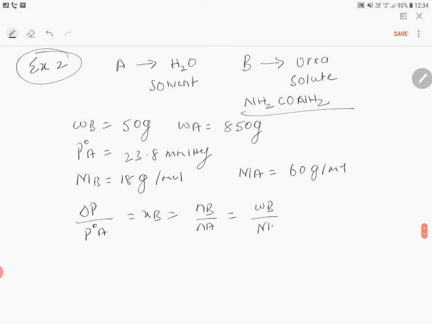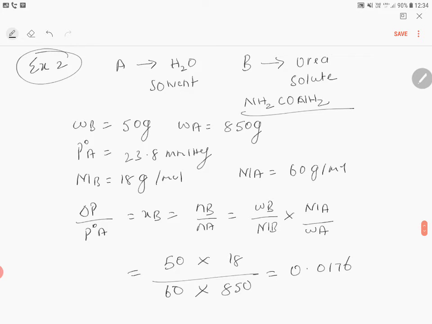WB by MB into MA by WA. So that is equal to, what is here WB? WB is 50 grams. MA is 18 by MB, molar mass of urea is 60, weight of water is 850. If you simplify this, you will get 0.0176. This is your relative lowering of vapor pressure.